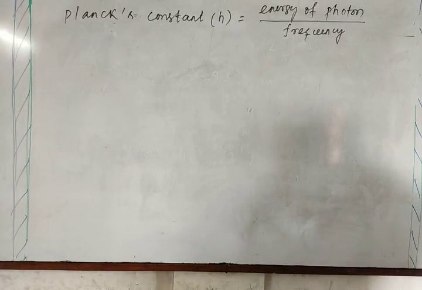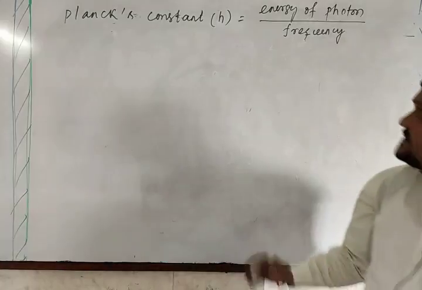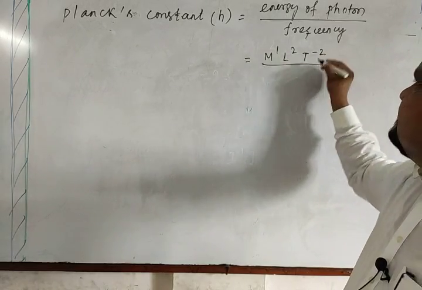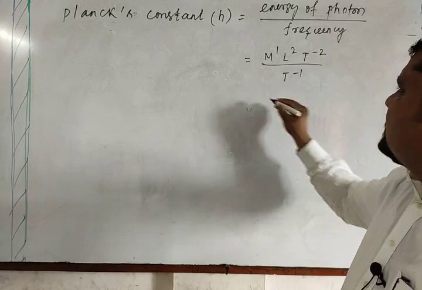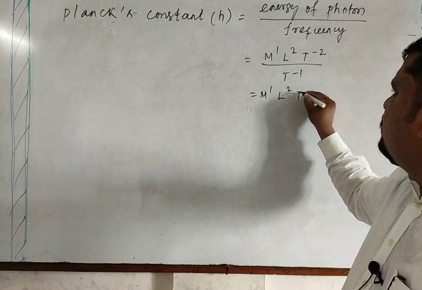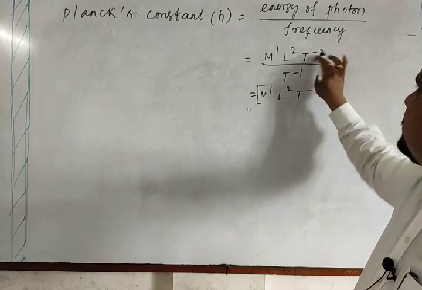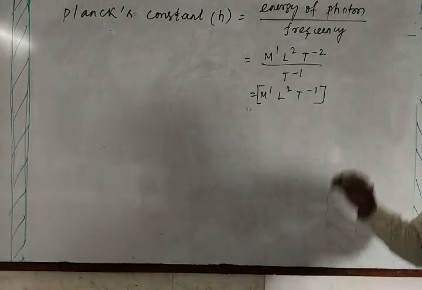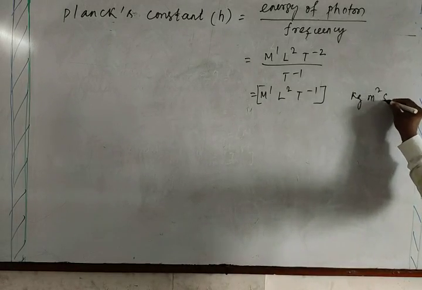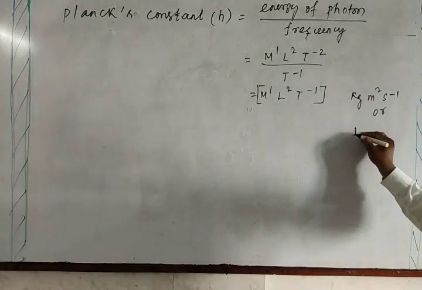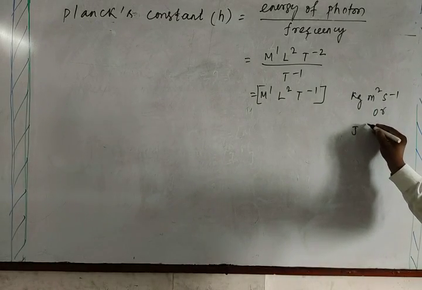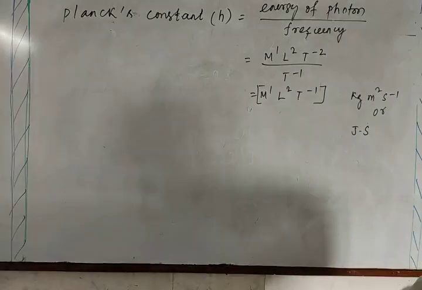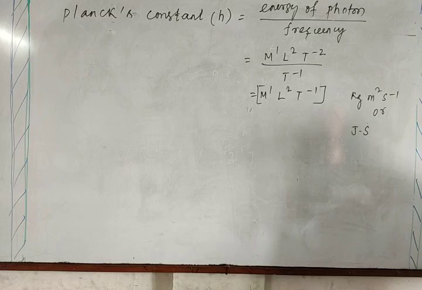So already you know the energy of the photon. Energy has the dimension m1 L2 T minus 2. Similarly, frequency is T minus 1. So h is equal to m1 L2 T minus 1, that is plus 1, minus 2 plus 1. And what is the unit here? kg meter square second minus 1, or from here you can also write joule into second, because the second inverse goes up. Joule into second is the SI unit of Planck's constant.